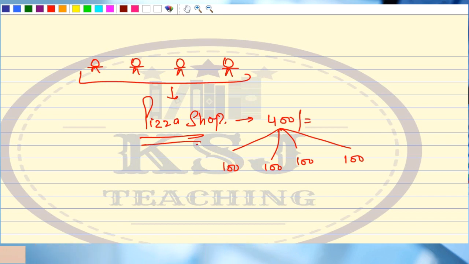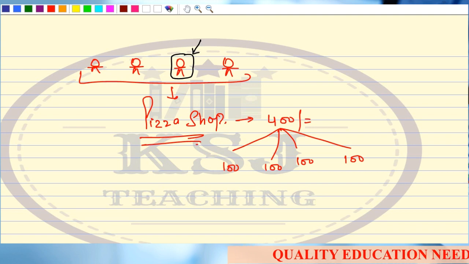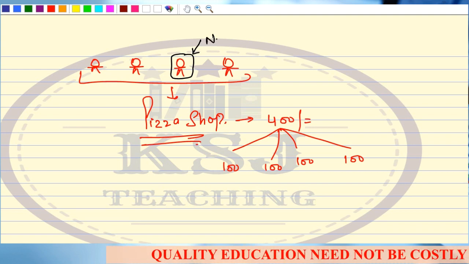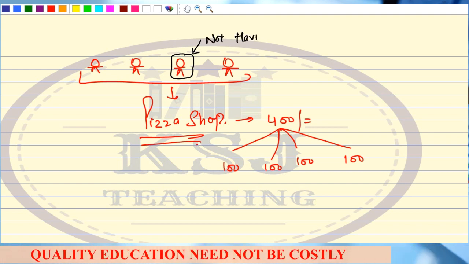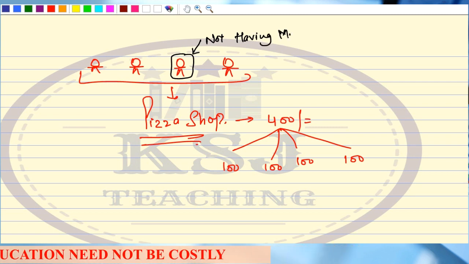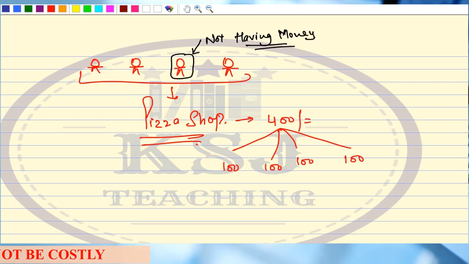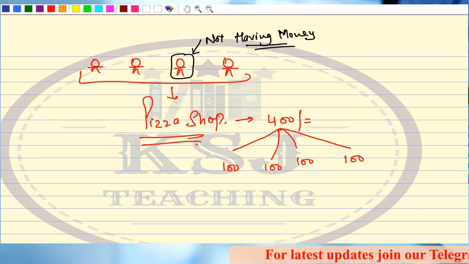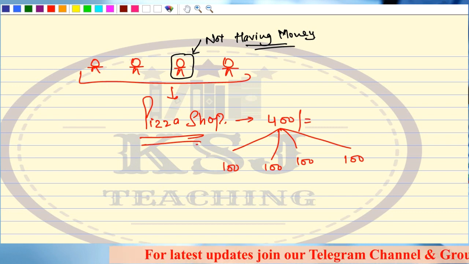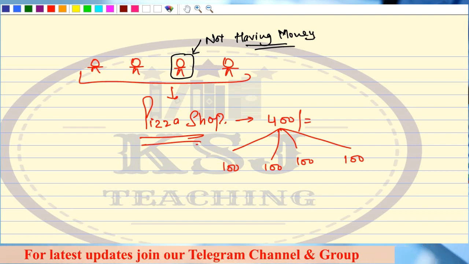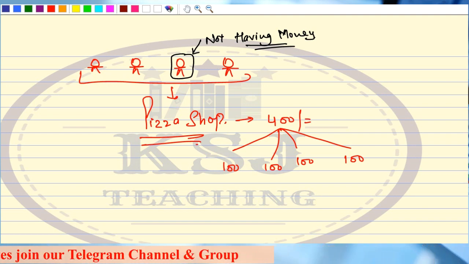Now one of your friends always has some excuses for not bringing the money. What will he say? Oh friends, I forgot my wallet. Oh friends, I had some money but I don't know where it is, right? So he's always having some excuses in terms of having the money in the pocket.